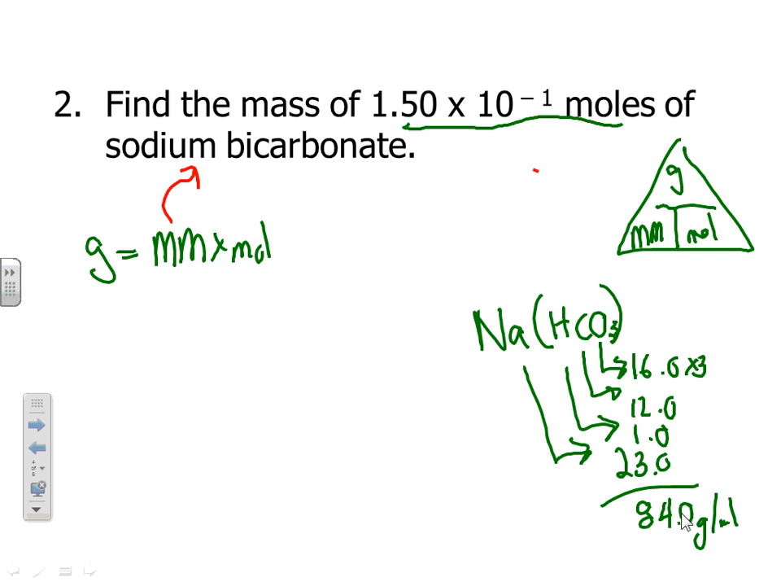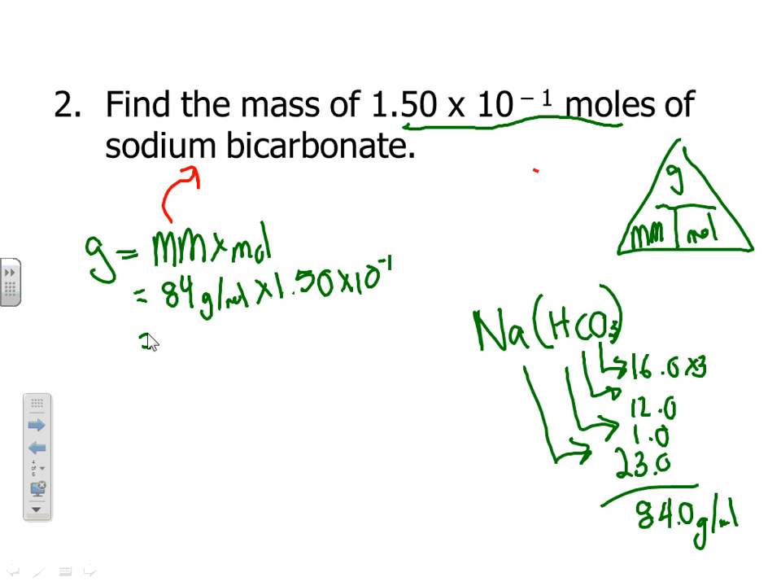1, 2, 3 significant digits. This number also has 1, 2, 3 significant digits. So, molar mass, 84 grams per mole. Number of moles, 1.50 times 10 to the negative 1.